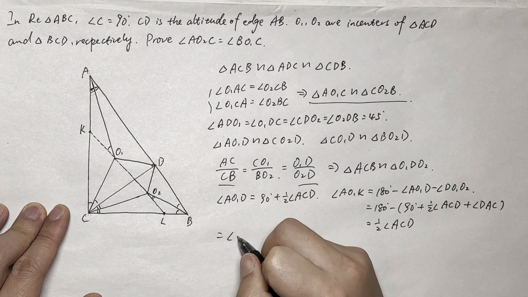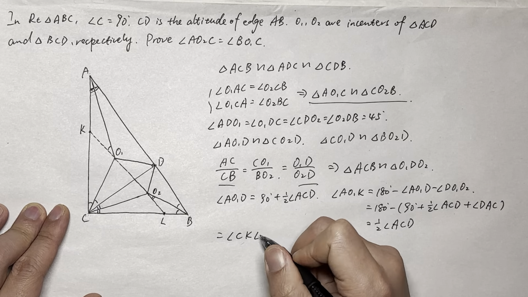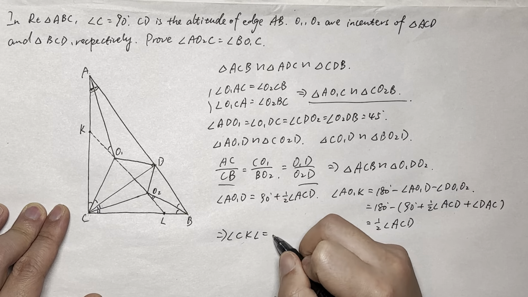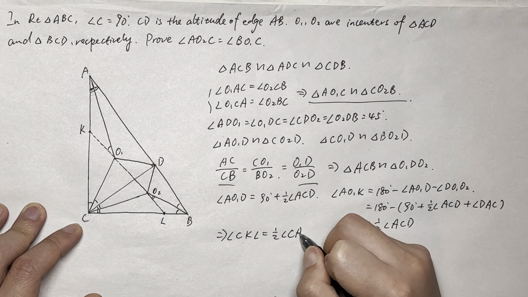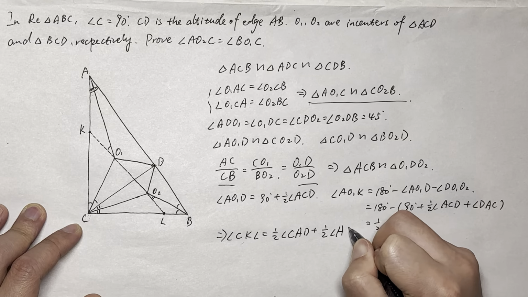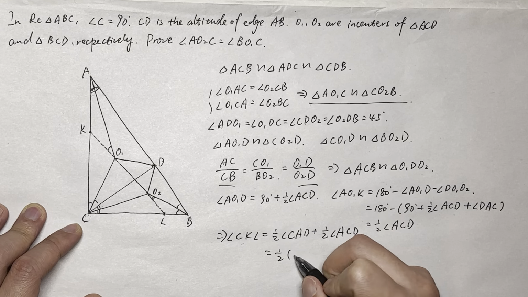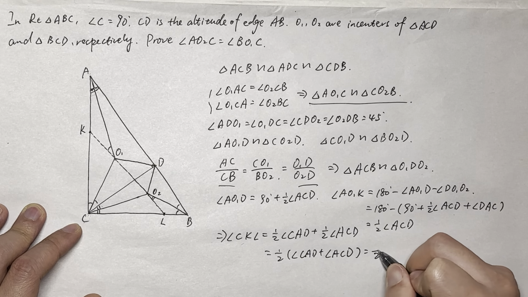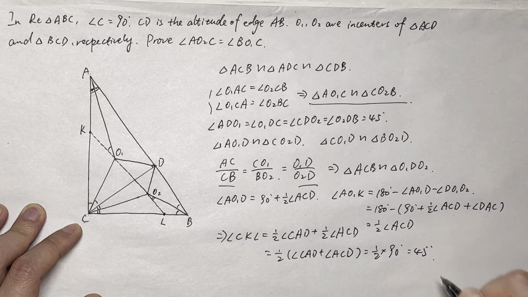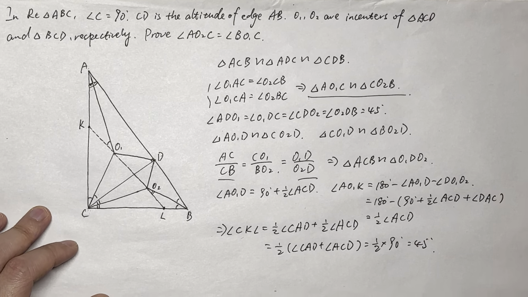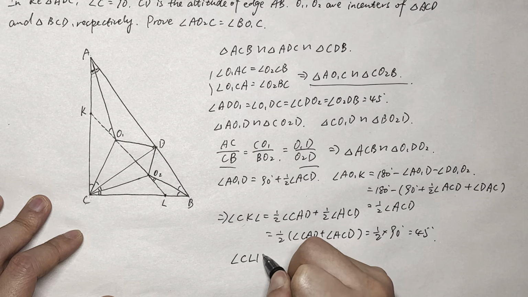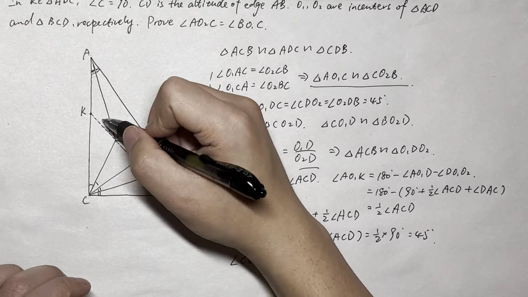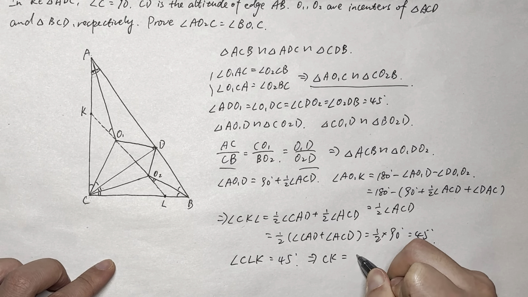So angle CKL, this one, equals to half of angle CAD plus half of angle ACD, equals to half of CAD plus ACD, equals to half of 90 degrees, that's 45 degrees. And similarly for the angle CLK, it also equals to 45 degrees, right? So we know that CK equals to CL.